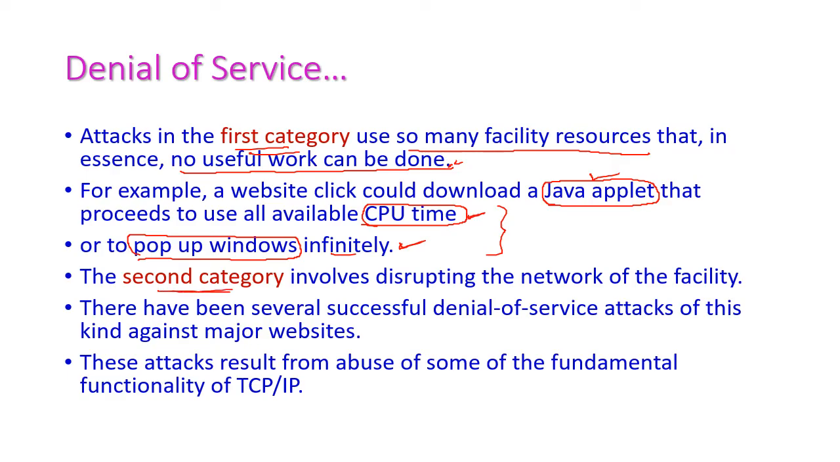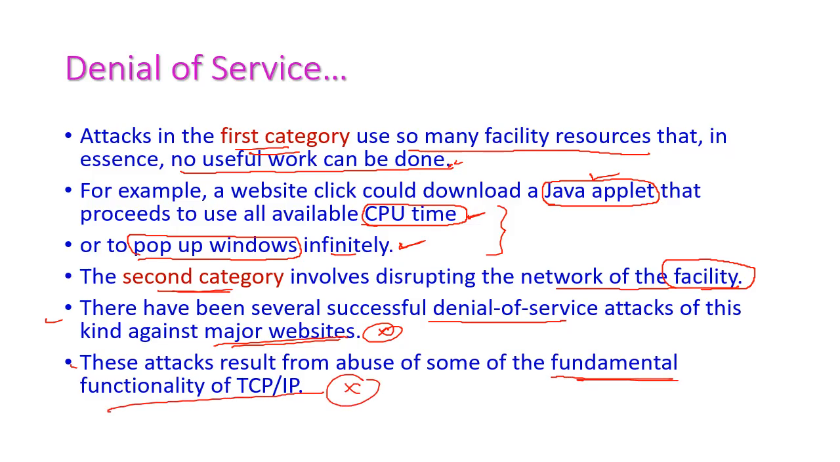The second category involves disturbing the network facility. There have been several successful denial of service attacks on major websites. They will continuously disturb our normal work, and these attacks result from abuse of some fundamental functionality of TCP.